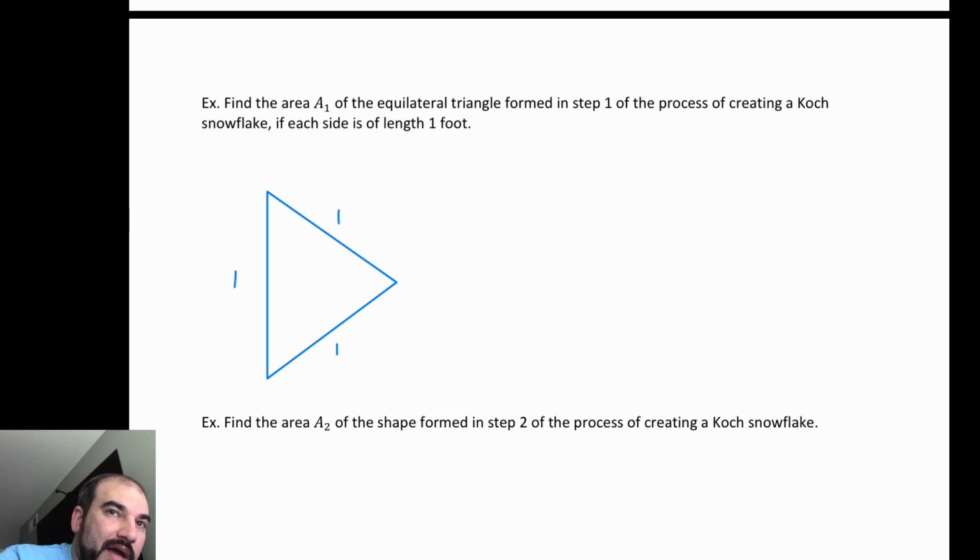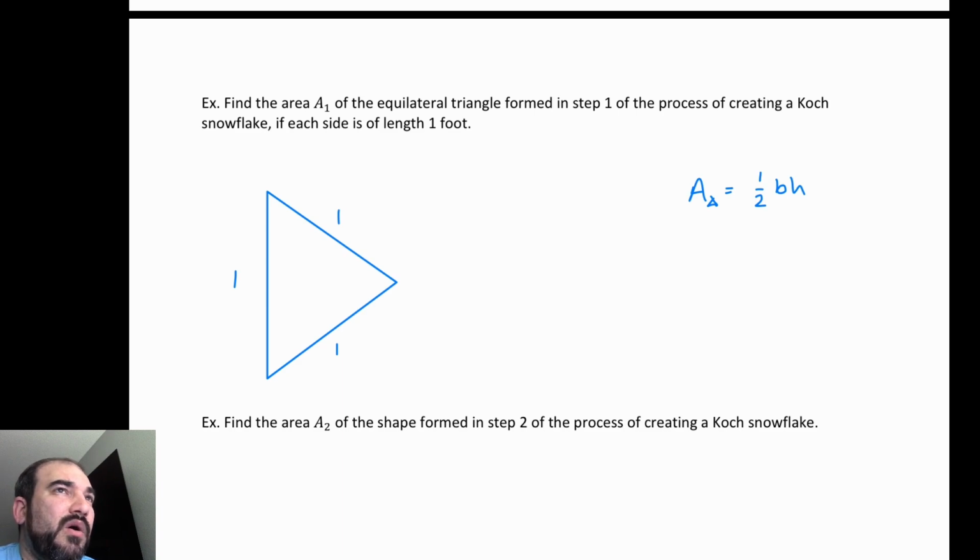Yeah, 1/2 base times height is our area formula. So area of a triangle is 1/2 base times height. Now, we don't have the height of this triangle. The height would be the distance from one of the sides to the peak on the other side. So it would be something like this.